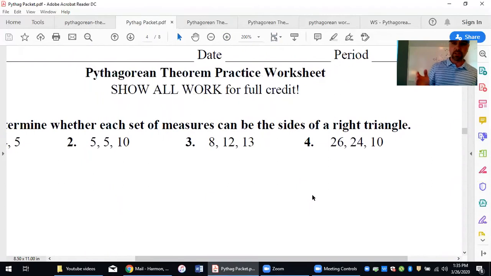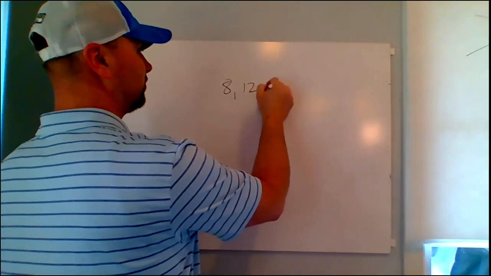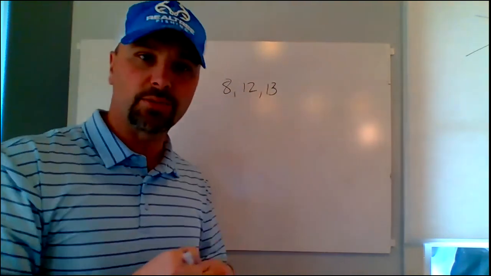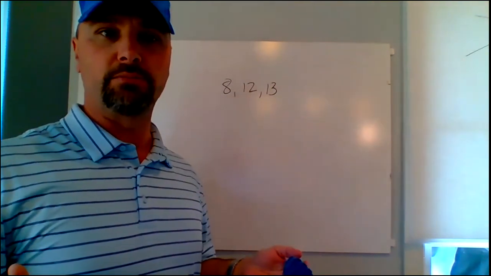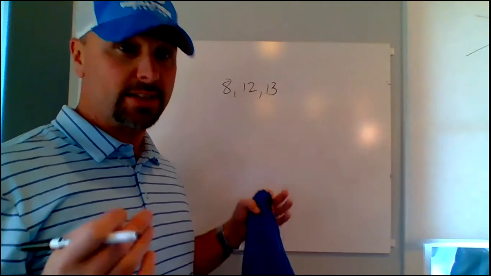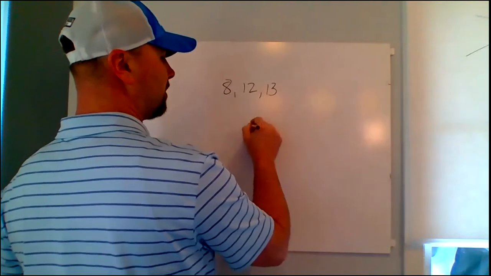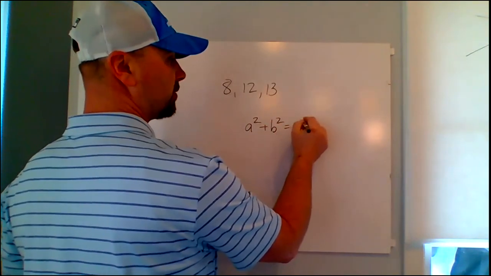All right, so do the 3 numbers 8, 12, and 13 make a right triangle? That's the question. So if we want to know if that makes a right triangle, we put them in Pythagorean theorem. Anytime you hear right triangle, Pythagorean theorem should be part of your thought process. It's not necessarily going to be used, but it very well could be, okay? So remember, Pythagorean theorem, a squared plus b squared equals c squared.